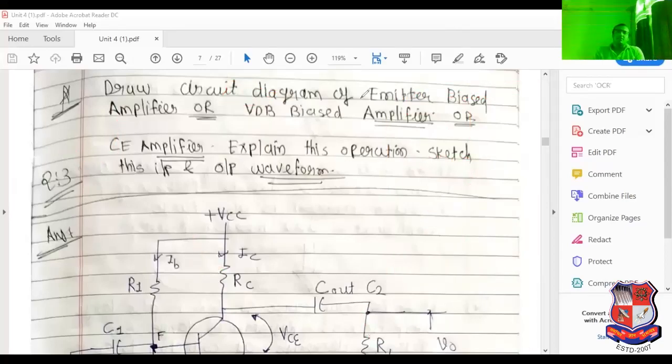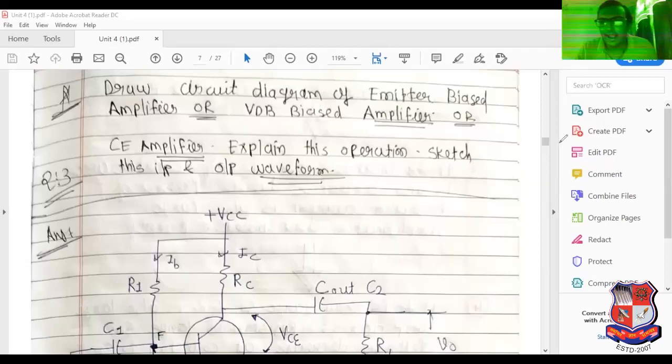It is the basic question. Which type of question can be asked in the MCQ? What is the other name of common emitter amplifier? First, emitter bias amplifier. Second, voltage divider amplifier. Third, voltage divider bias amplifier. Fourth, all of above. At that time, the answer is all of above. Remember that point.